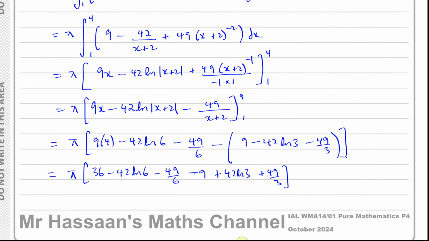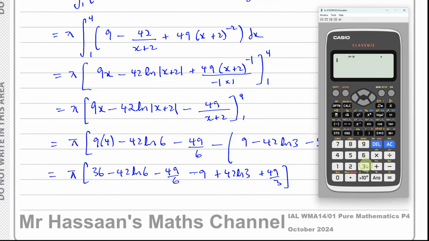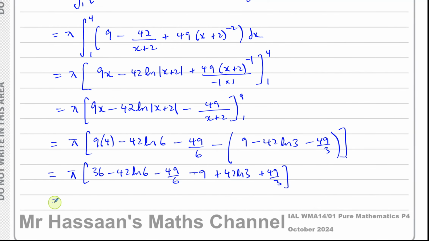So let me just use the calculator to deal with the numbers. So we got here 36 minus 9. Then we got the fractions minus 49 over 6 and plus 49 over 3. So I've done 36, this, and this, 4 of them. That gives us 211 over 6. So you have pi times 211 over 6. And now you've got these two to deal with.